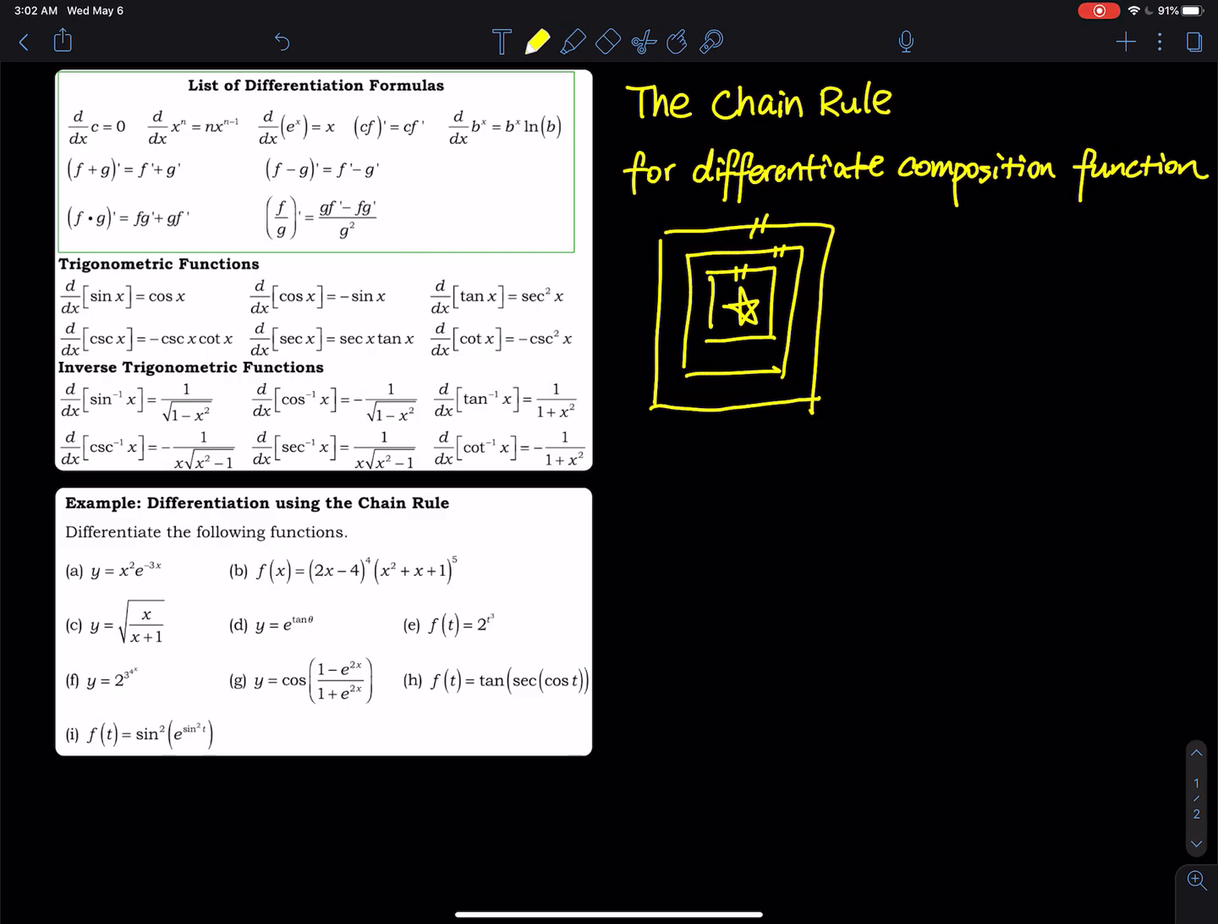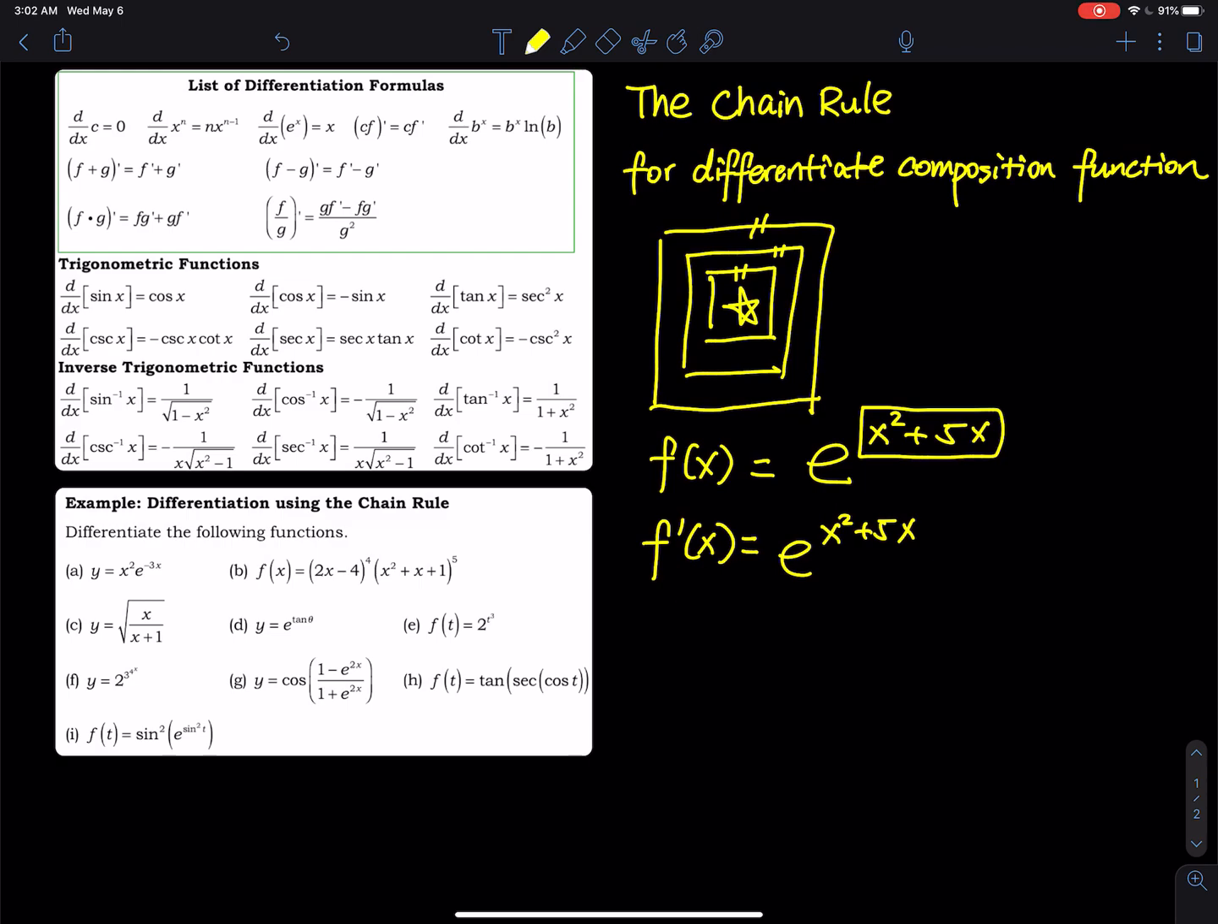So what is a composition function? Let's say we have a function like this: f of x equals e to the x squared plus 5x. And then we have to differentiate this function. So e to the anything is always e to the anything, right? So e to the x squared plus 5x. For the chain rule, since we have a parabola inside an exponential, we also need to take the derivative of this parabola. So overall, we have e to the x squared plus 5x, and the derivative of that is 2x plus 5. All right, so that is how we do the chain rule.